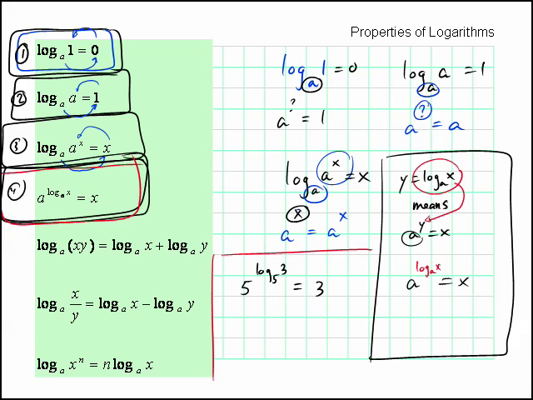Another example of that would be 10 to the log of x. Since I didn't put a base there, that's a common log. Its base is 10, right in there. Common logs have base 10, and that would just equal x. A couple examples of that property number 4.